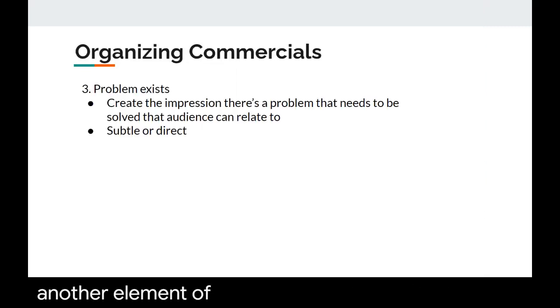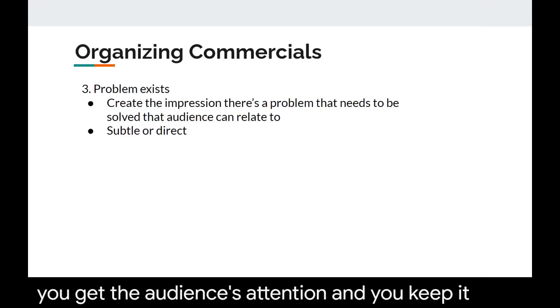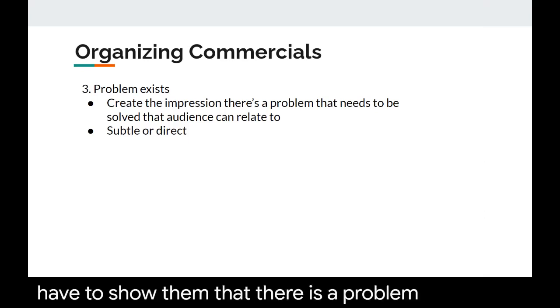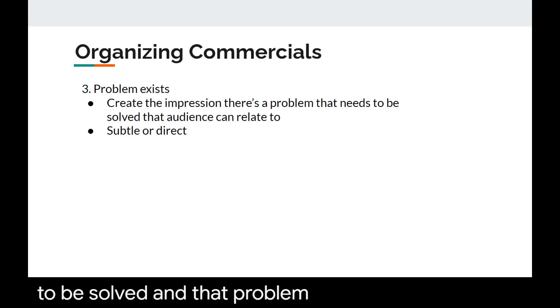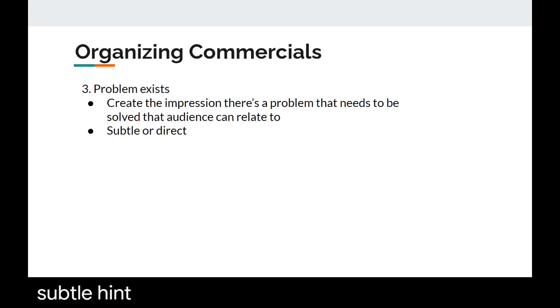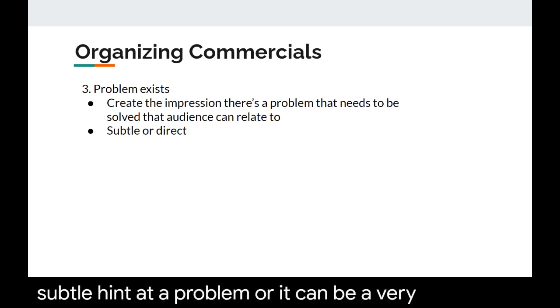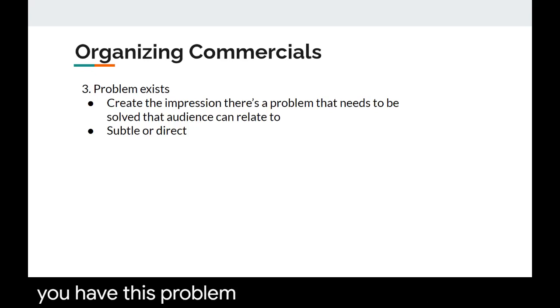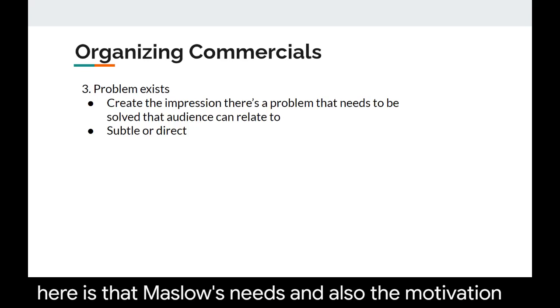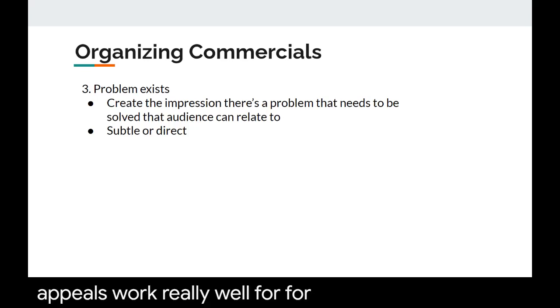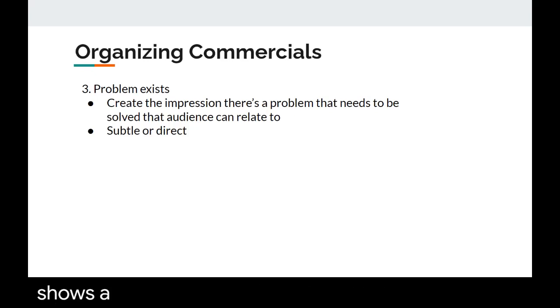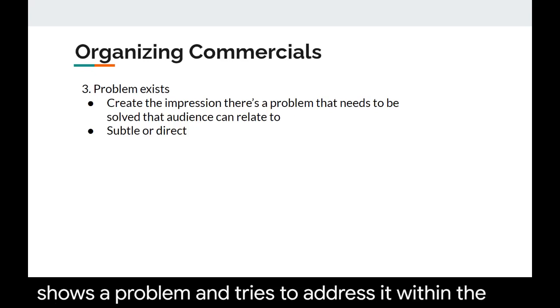Another element of organizing commercials is after you get the audience's attention and you keep it, you have to show them that there is a problem that needs to be solved. And that problem needs to be something that the audience can relate to. It can either be a subtle hint at a problem, or it can be a very direct, hey, you have this problem. The other thing to consider here is that Maslow's needs and also the motive appeals work really well for the problem solution style of commercials. So here is a commercial that shows a problem and tries to address it within the commercial.